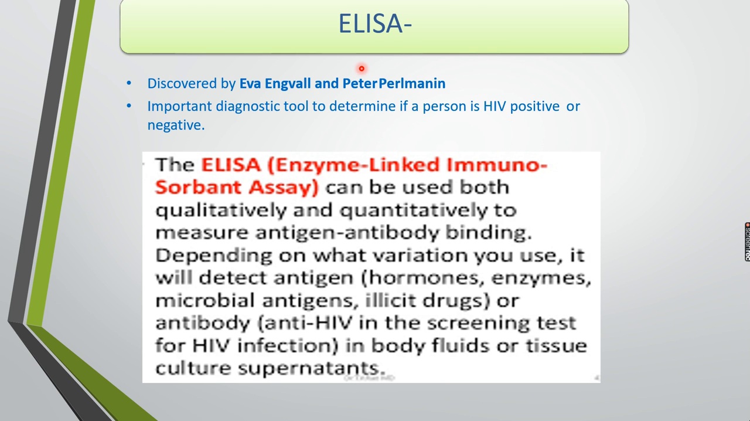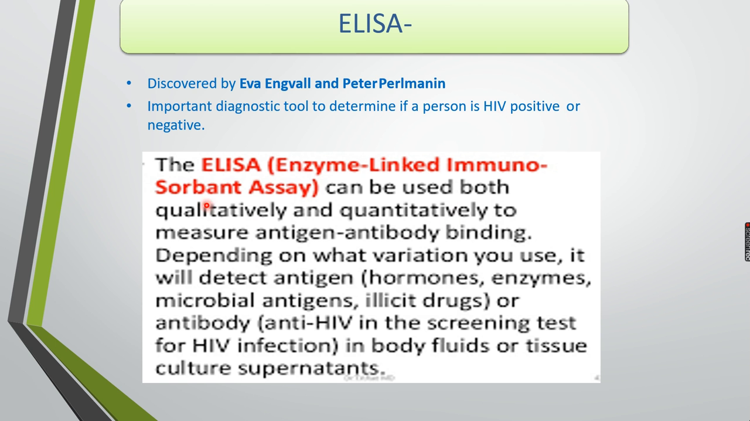ELISA is the abbreviation of enzyme linked immunosorbent assay test. It is a preliminary early diagnosis of HIV virus disease; AIDS patients we can diagnose. This ELISA test was discovered by Eva Engvall and Peter Perlmann. It is an important diagnostic tool to determine whether the person is HIV positive or negative in the early stage itself.